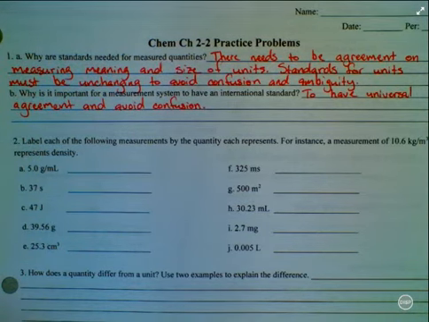Chemistry, let's take a look at our practice problems for Chapter 2, Section 2. Now, I've already written these down because writing them takes a little bit of time. We don't want this video to be quite that long.